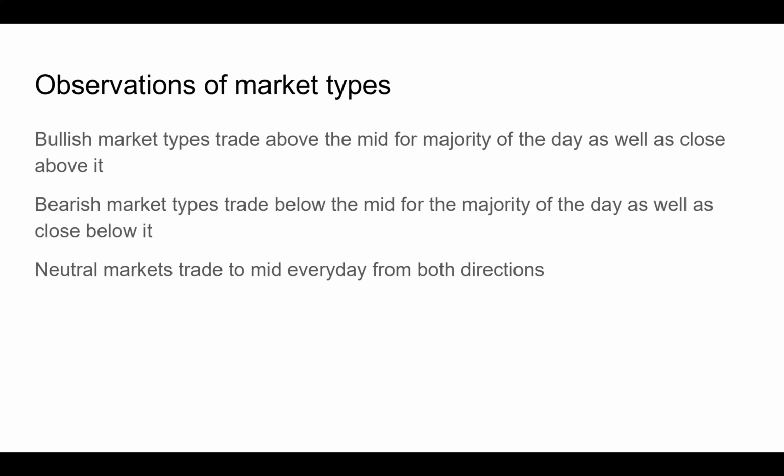Bearish market types are going to trade below the mid for the majority of the day, as well as close below it. Pull up the mid indicator I just gave you guys. Take a look at CL. What's it doing? It's below it. It's staying below it. It's not spending a whole lot of time above it. And then, like I said, neutral markets are going to trade that mid every day.